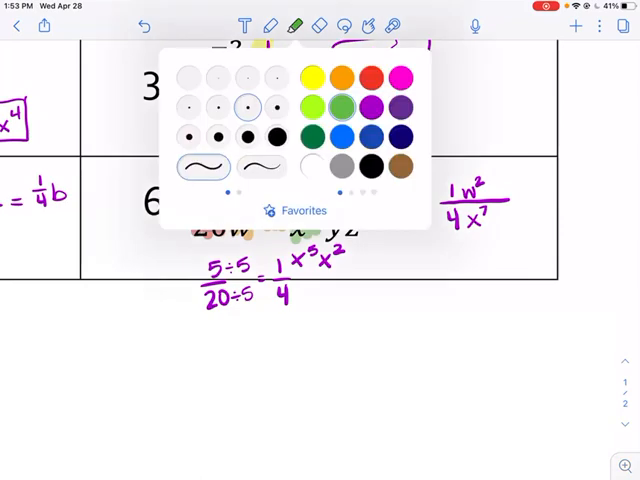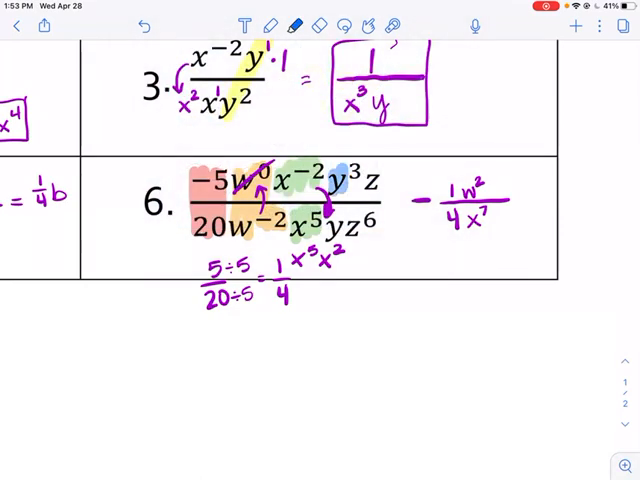Now, my next letter is y. So I have a y cubed and then a y at the bottom. And remember, if there's no number there, it's a 1. When I cancel out, I'm going to have 2 y's left over, and they're going to be on the top.